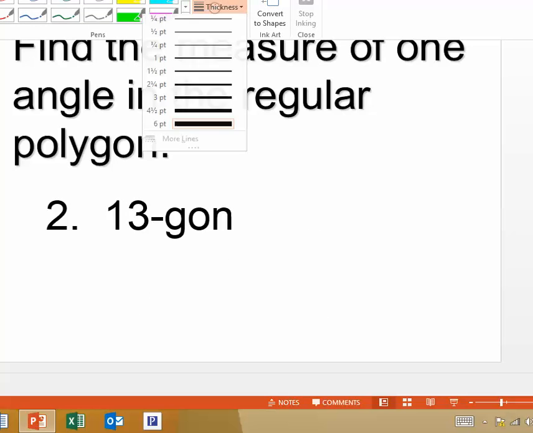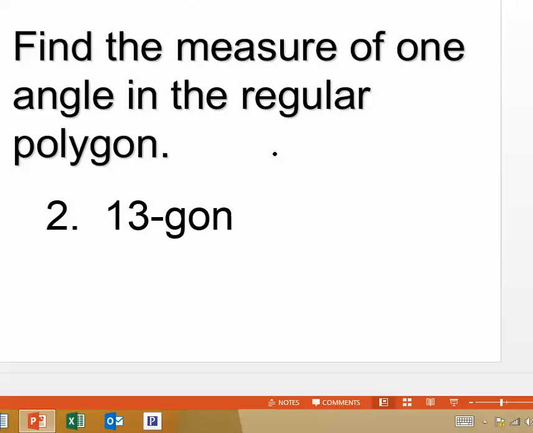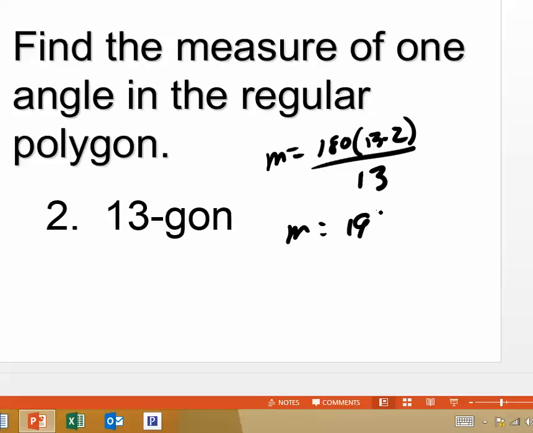In a 13-sided figure, the measure is equal to 180 times 13 minus 2 over 13. That's 11 times 180. That's 1,980 divided by 13. It comes out to 152.307 and a bunch of numbers.